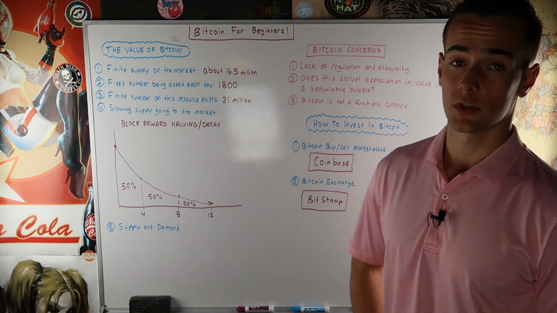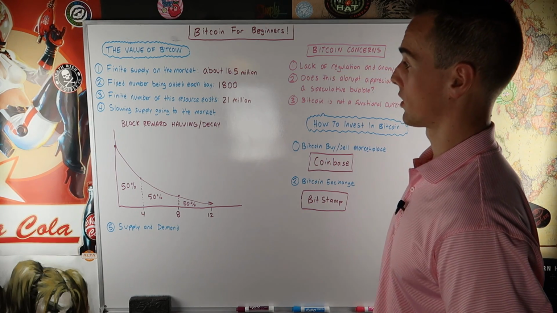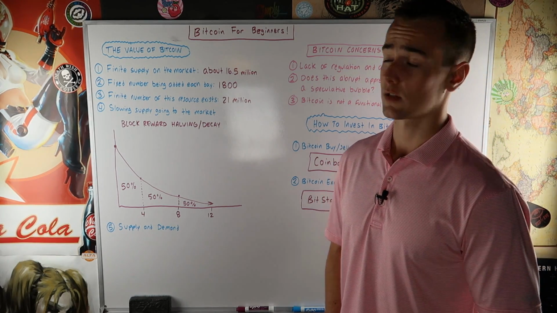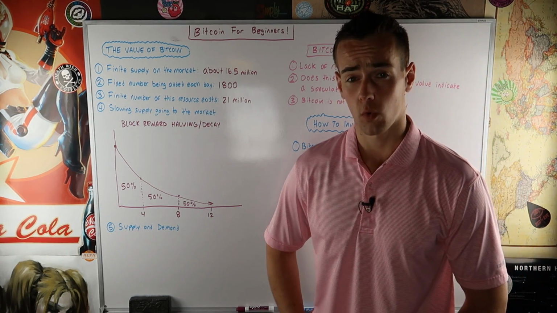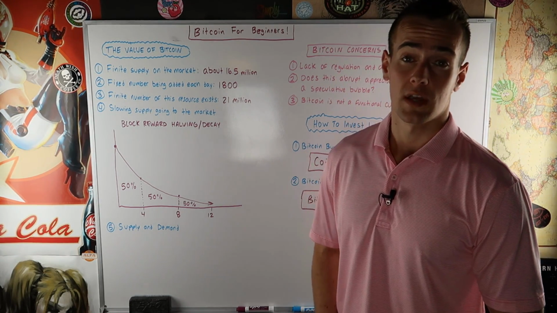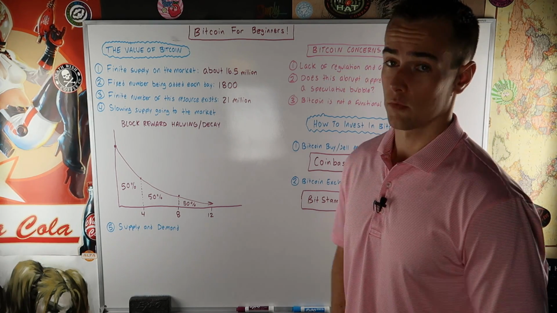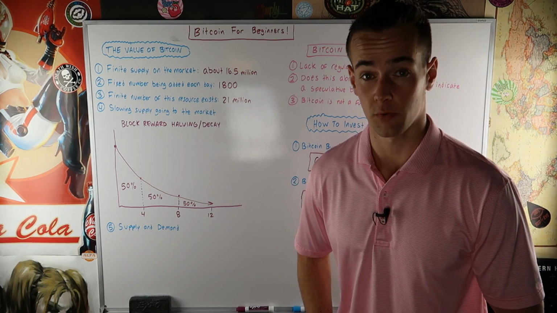Number four is a big one too. This is the slowing supply going to the market. And like I said, guys, this has to do with the block reward halving frequency. So like I said before, every 4 years, the amount that you get as a Bitcoin miner, your reward for mining, decays by 50%.